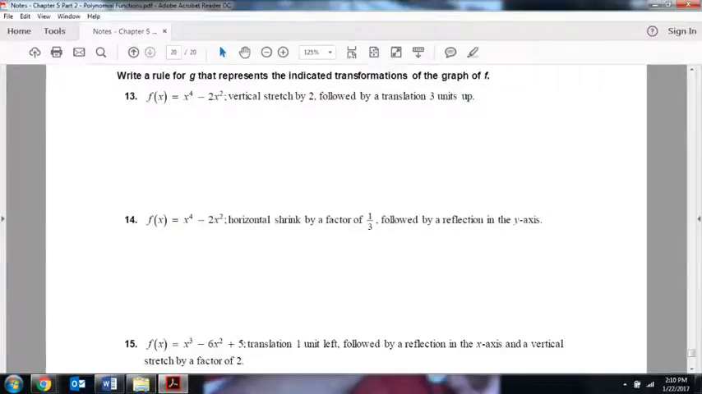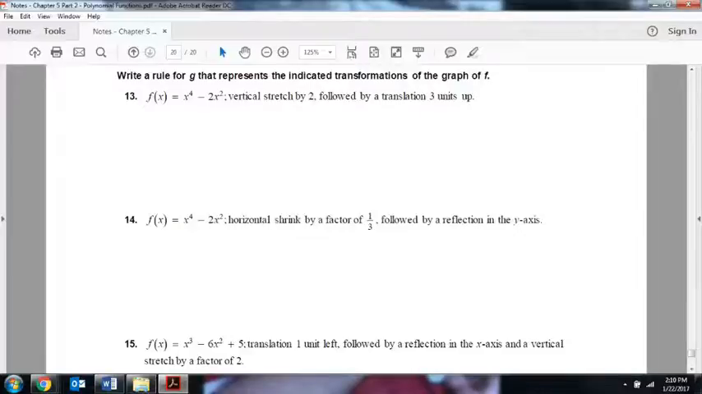All right, for 13, 14, 15, and 16, we are doing the exact same thing as we did before. Just instead of saying, hey, g of x is this, we are physically telling you what to do. So you just need to know what goes inside, what goes outside, how do you take care of it, what's backwards, what's normal, all that sort of stuff.